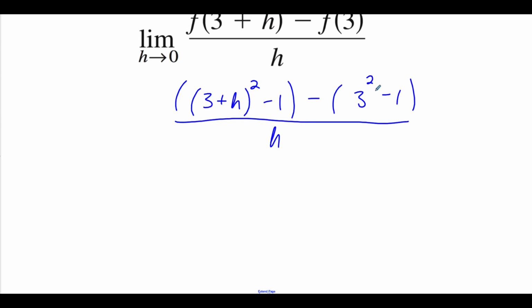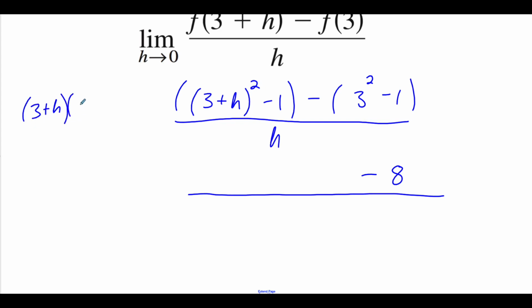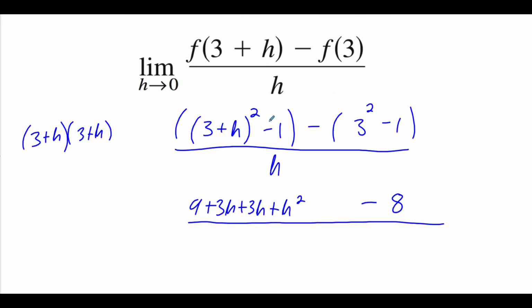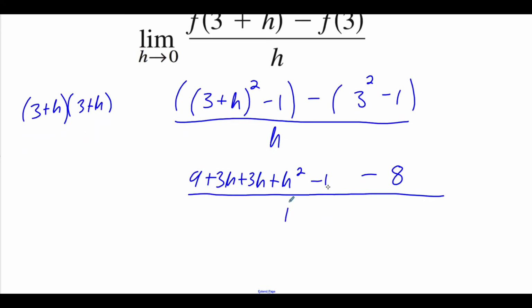The back end of that numerator should be fairly easy for us to simplify down. 3 squared is just 9, and if I subtract 1 from that, that's going to be 8. So the back end is going to say minus 8. The front end, though, might be a little trickier. With this 3 plus h squared, that really means that we're taking 3 plus h and multiplying by another 3 plus h. So if we FOIL that out, 3 times 3 is 9. 3 times h is plus 3h. h times 3 is another 3h. And then h times h is h squared. But then I still have this minus 1 in there. And this is all still over h.